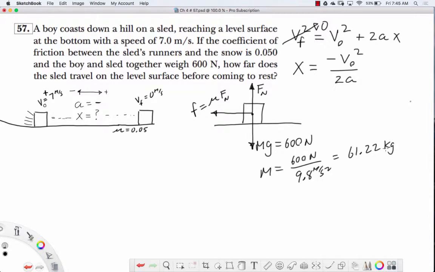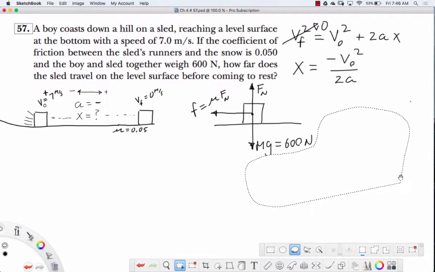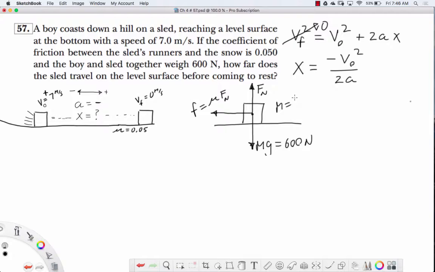and this is going to come out as 61.22 kilograms. And you should know, where did kilograms just pop out of? We got meters per second squared and newtons. Well, what's a newton? A newton is a kilogram meter per second squared. So the meters per second squared cancel, and we get 61.22 kilograms. That's the mass of the block. Let's get rid of that. Okay, so we'll just put m equals 61.22 kilograms.